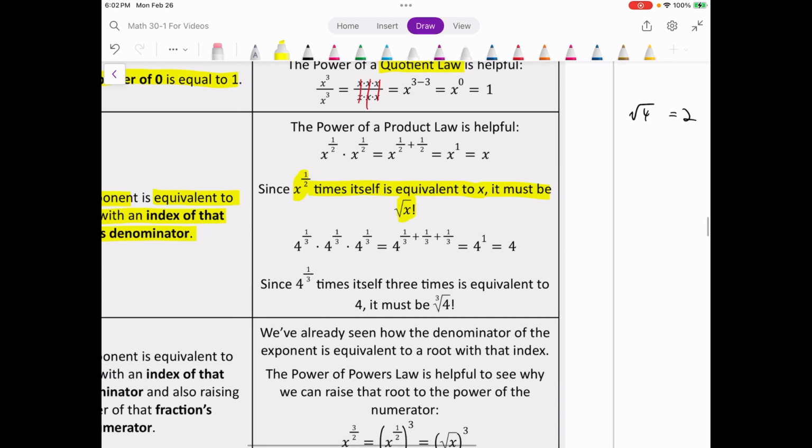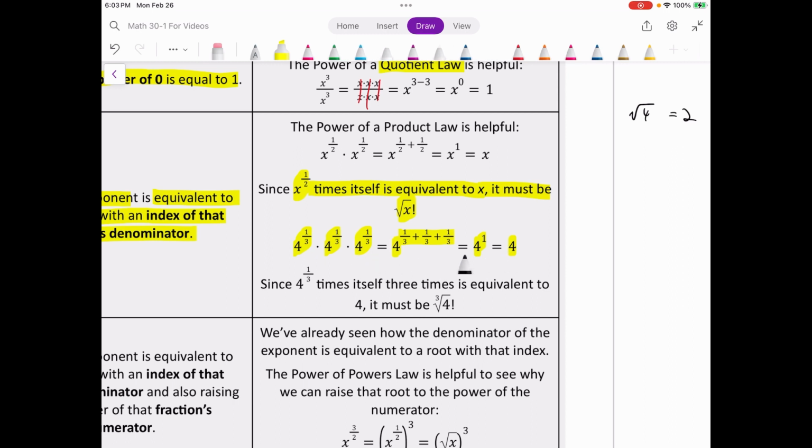Let's just take this a step further. Here, let's put in an actual number. 4 to the power of 1/3 times 4 to the power of 1/3 times 4 to the power of 1/3. Our exponent law tells us we can add those up. 4 to the power of 1/3 plus 1/3 plus 1/3. Well, a third plus a third plus a third is 3/3, or 1, right? So this is 4 to the power of 1, or 4. Now think about what that's saying. When we multiply 4 to the power of 1/3 by itself 3 times, we get 4.